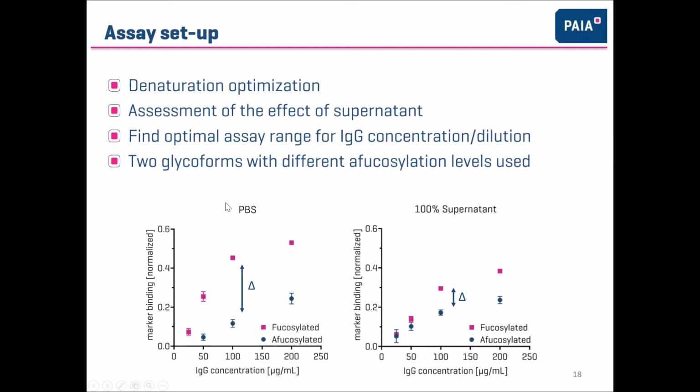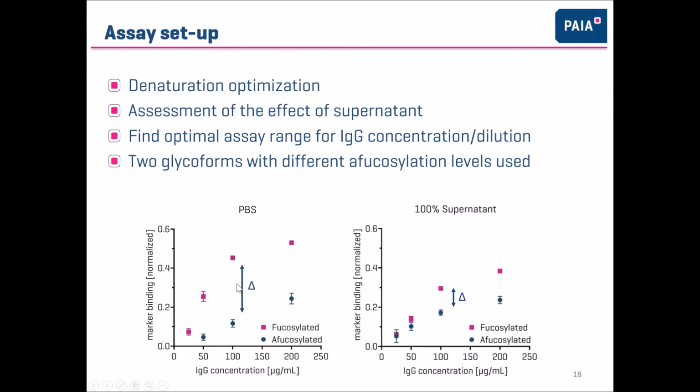and we ran the assay with samples diluted in mock supernatant, and then we diluted the samples in PBS, and you can see that in both settings the fucosylated sample shows a higher marker binding. That's what you would expect, higher than the afucosylated glycoform, which was something like 20% or so fucosylated, and the fully fucosylated one had 100 or close to 100% fucosylation.